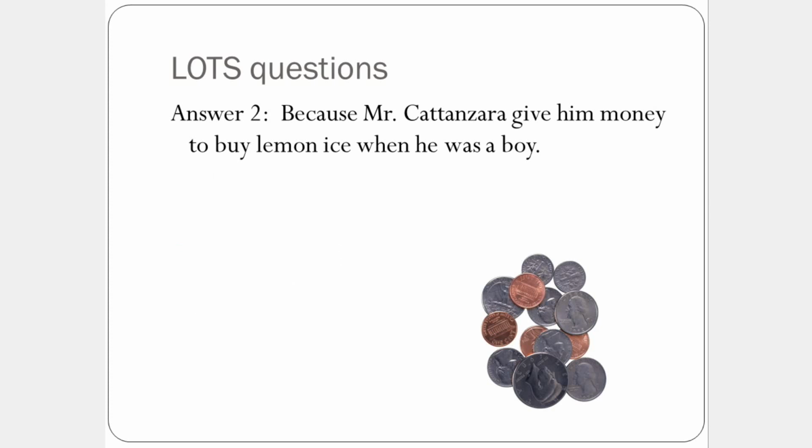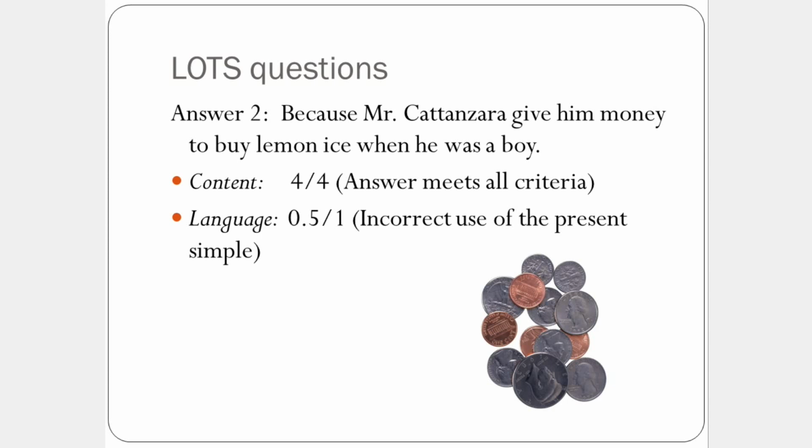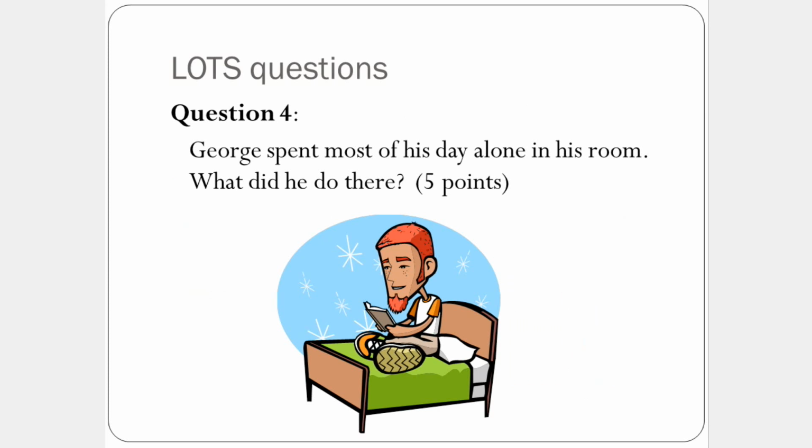The second answer was because Mr. Catanzara gave him money to buy lemon ice when he was a boy. This answer meets all of the criteria. The language, we took off a half a point for the incorrect use of the present simple. Therefore, this answer received a total of 4.5 points.